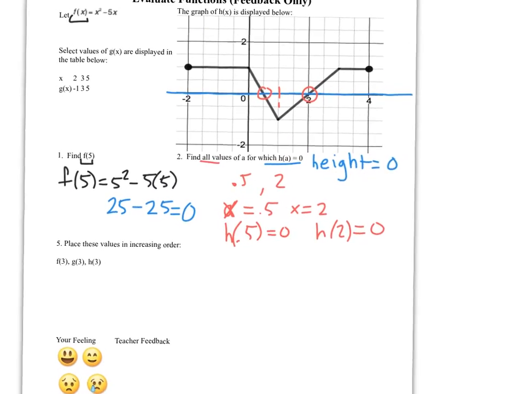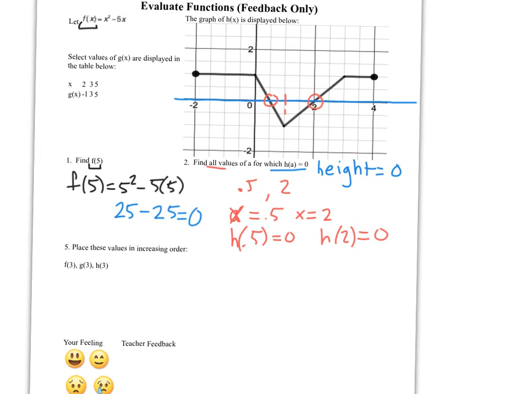The third part asks you to write these in increasing order. And you've got f of 3, and f of 3 means we're plugging 3 into this equation. So that's going to be 3 squared minus 5 times 3, which is 9 minus 15, which is negative 6. I saw a bunch of people lose the negative there, but otherwise that was okay.